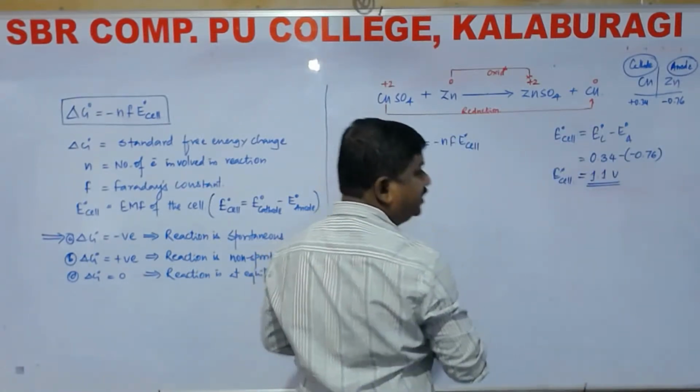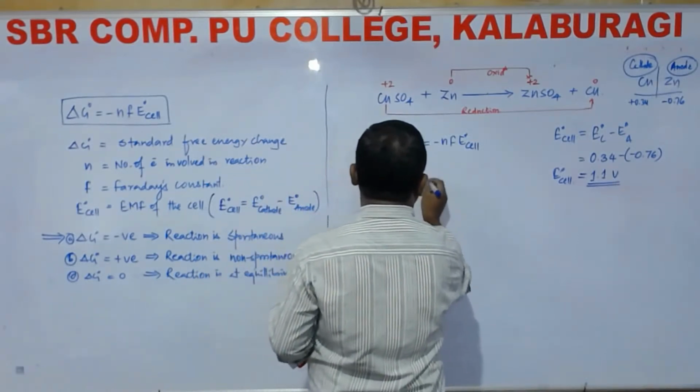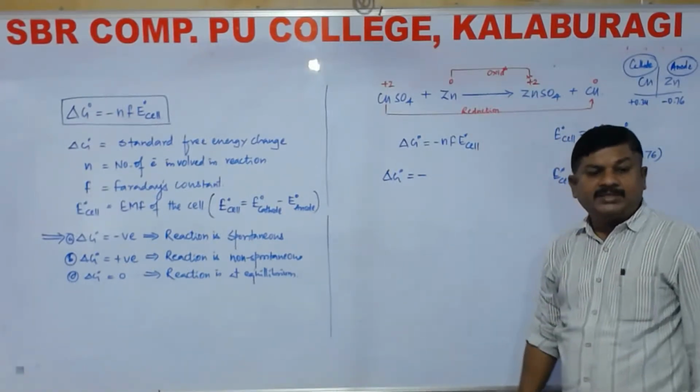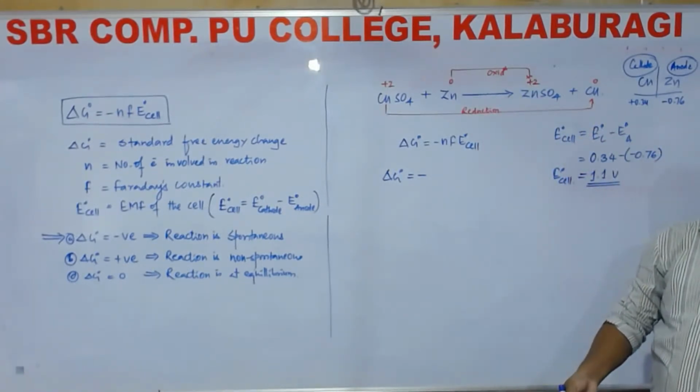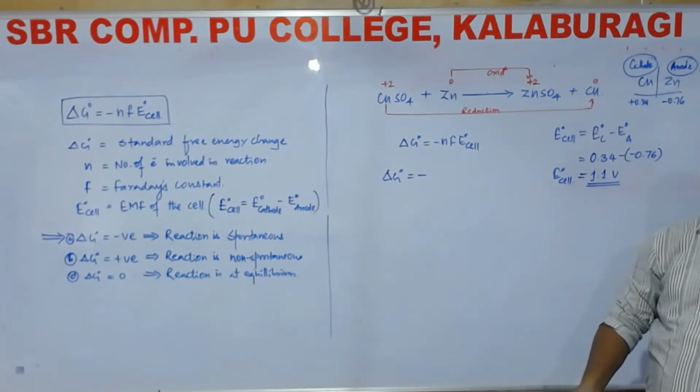1.1, plus 1.1. Now delta G naught is equal to, just to observe, minus. What's the value of n in this reaction? How many electrons are lost and how many electrons are gained? 2. Number of electrons lost is always equal to number of electrons gained, compulsorily.